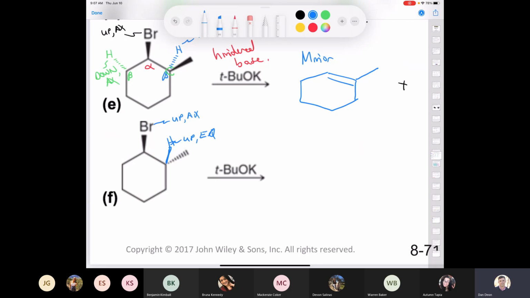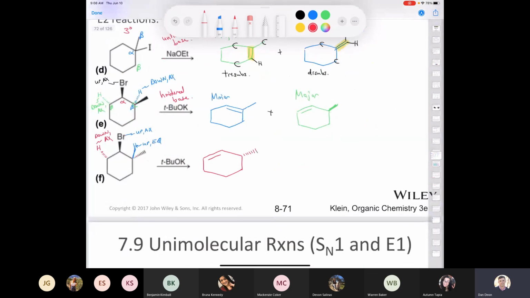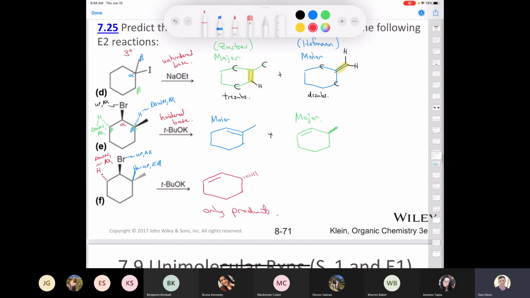But if I have a proton going down here, which I do, I have one going up, but I only care about the one going down because it is down and it is also axial. So the only elimination that's going to occur would be right here to form the double bond there. And the only product I would get would be this, where I have my double bond here, and my methyl group wasn't touched at all. So this is the only product. Nothing else. So there you go.